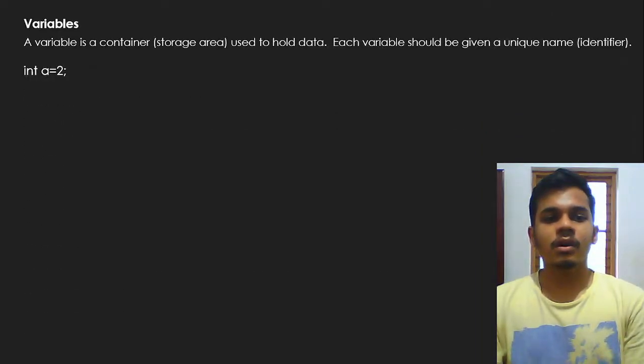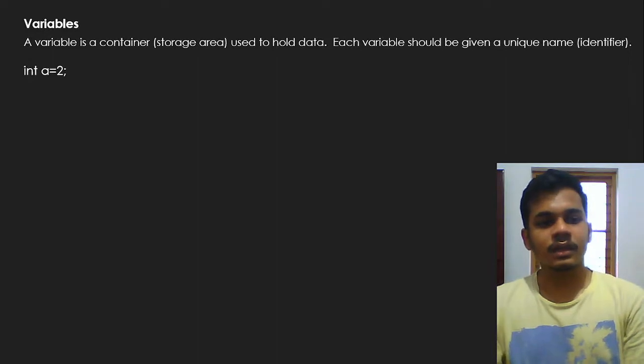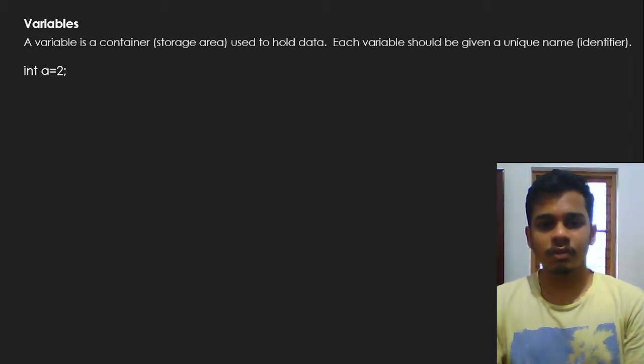Now let us talk about variables. A variable is a container which is used to hold data. Each variable is given a unique name. For example, here we have int a is equal to 2. Here int is a data type and a here is a variable. A is equal to 2. So a variable a is given a value of 2.